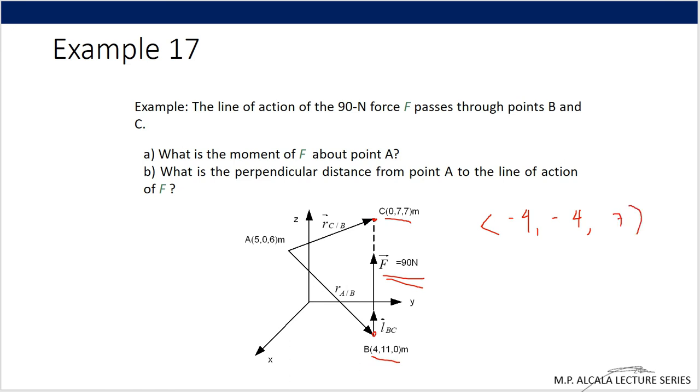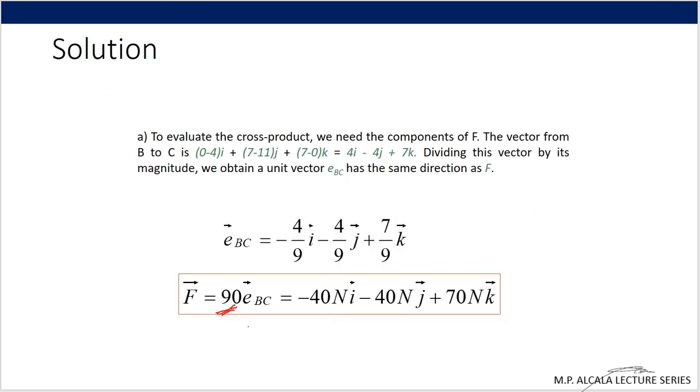Now, if I use the Pythagorean theorem, getting the hypotenuse of this one, the magnitude is the square root of (-4) squared, that will be 16, plus 4 squared, that will be 16 also, and the square of 7, that will be 49. So the square root of 32 plus 49, that will be 81. Square root of 81 will be 9. That's why this is 9, okay? So this is your unit vector for each component, and multiplying it by the magnitude of the total force, which is 90 newtons in this case, will give you this force, okay?